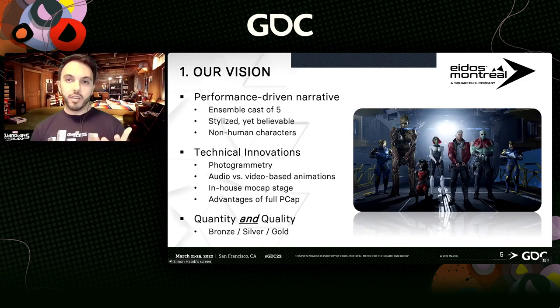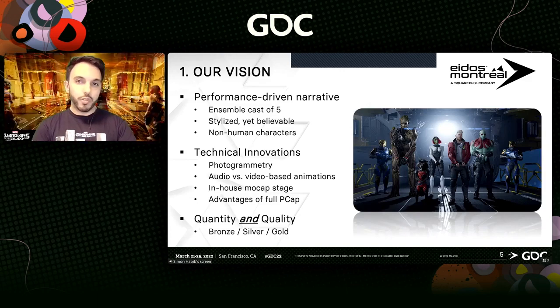Bronze being mostly automated with little to no manual labor. Silver is the one that comes the closest to the actual performance, but requires a manual polish pass. And then gold is really that final touch at the end that is reserved for the most important shots.